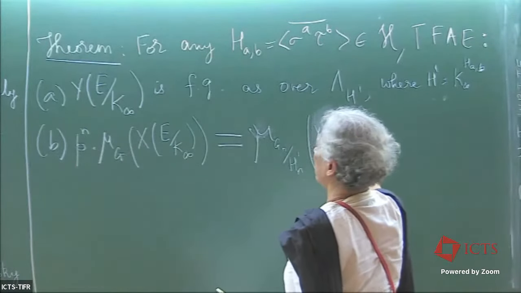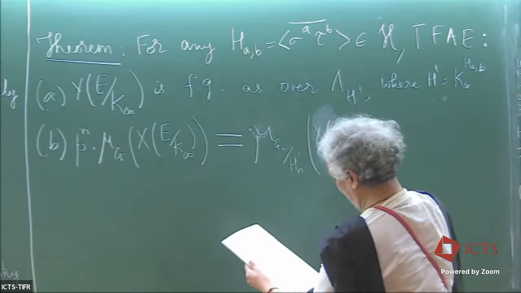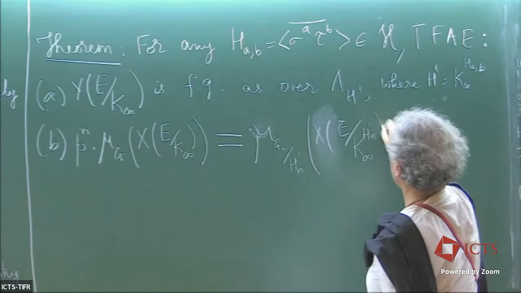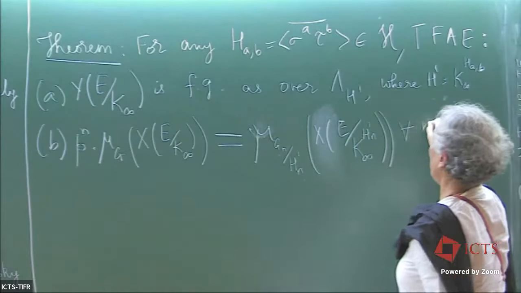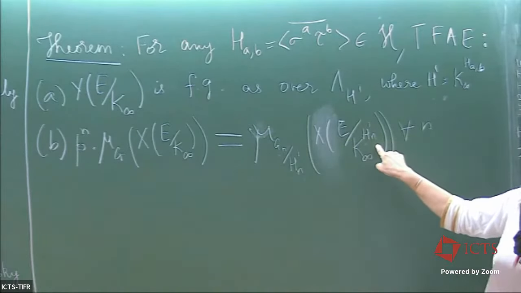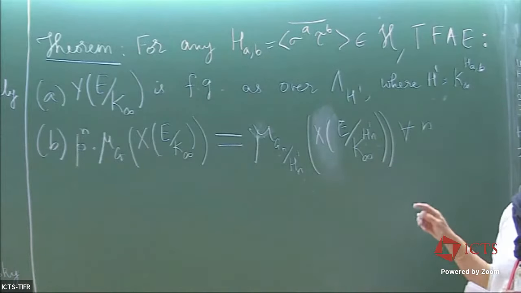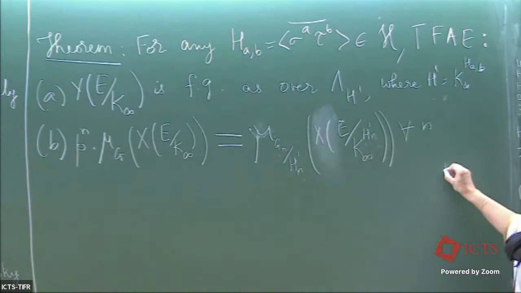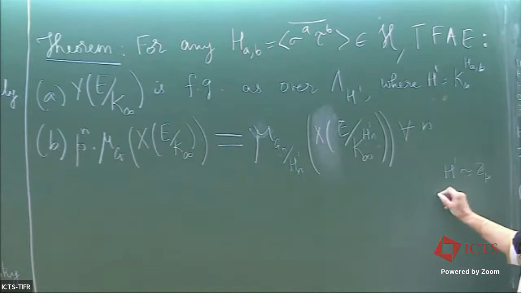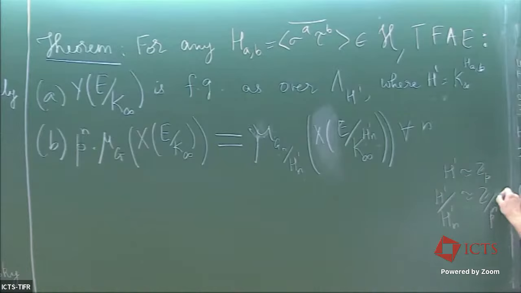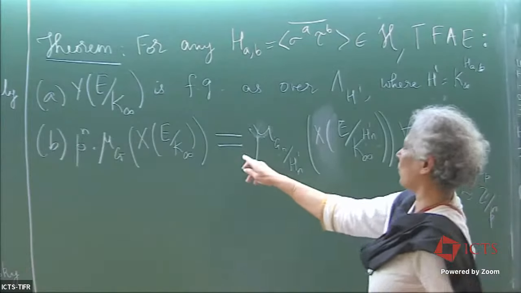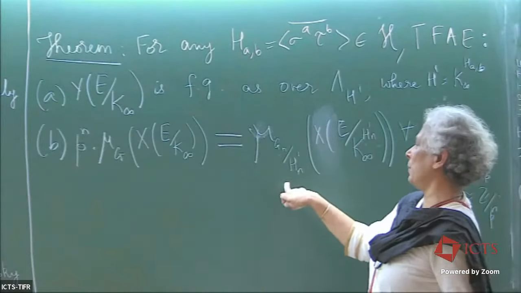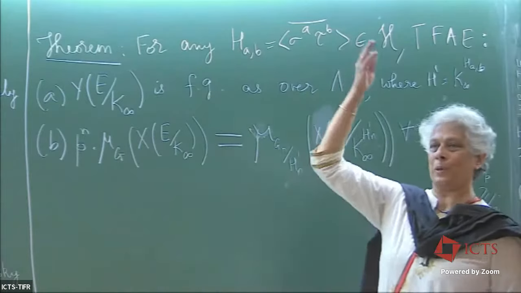x of E over K infinity fixed by Hn prime for all n. So Hn prime is again the p to the power n quotient subgroup of, sorry, of H prime, right? H prime is isomorphic to Zp. So H prime mod Hn prime is isomorphic to Z mod p^n. So it's the usual p^n index subgroups that you have in a Zp extension. So this is a very systematic growth. So in particular, when the mu invariant is 0, then it continues to be 0 all the way.